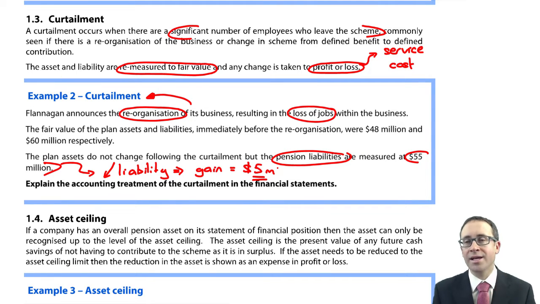As I said, unlikely to happen in reality. In reality, normally you remeasure the liability and the value of the liability goes up, because you need to pay the employees more to compensate for their loss of job, or to compensate them for the fact that they are moving to a less beneficial and more risky pension scheme, being the defined contribution.